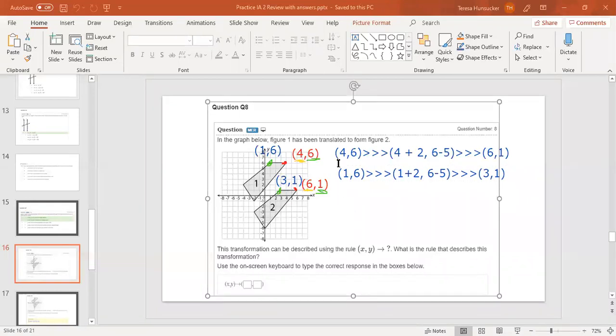So the rule then would be the same for all pairs of corresponding points. So the rule for any point x, y would be to shift every point 2 units to the right, and that affects the x coordinate, and shift every point down 5 units, and that affects the y coordinate. So that is the answer we would put right here.